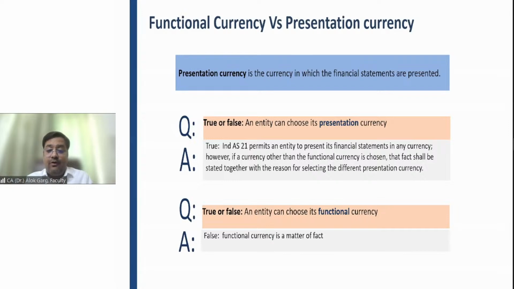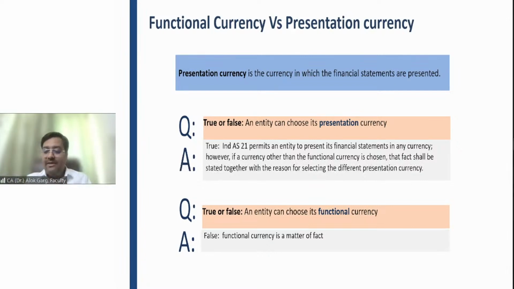Then Tushar will say, no, you cannot change your functional currency, because functional currency is not a choice. It comes from the way you behave. It comes from the way you operate, right? It depends on your operations. If your operations change, probably your functional currency will change. It depends on the facts and circumstances, right?